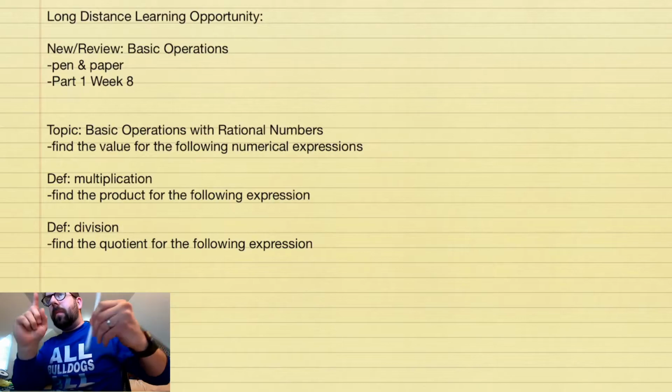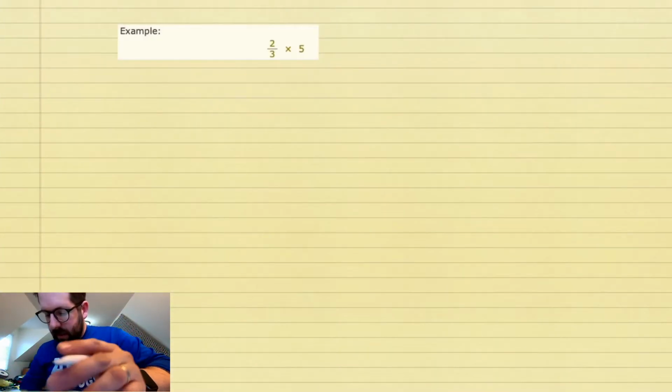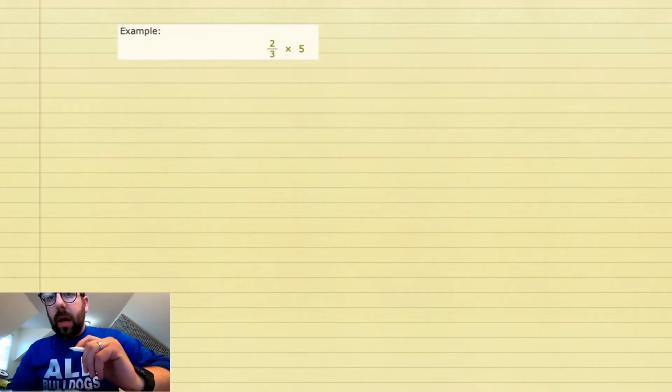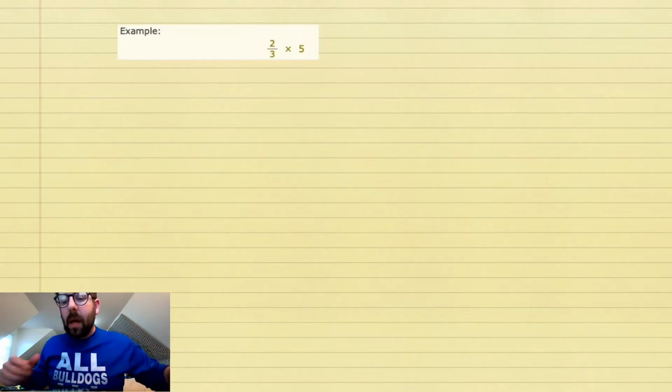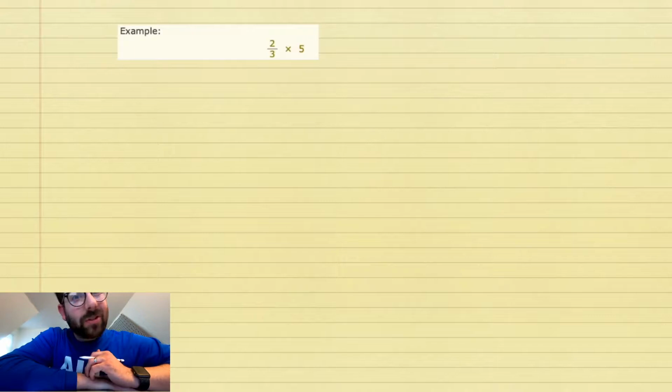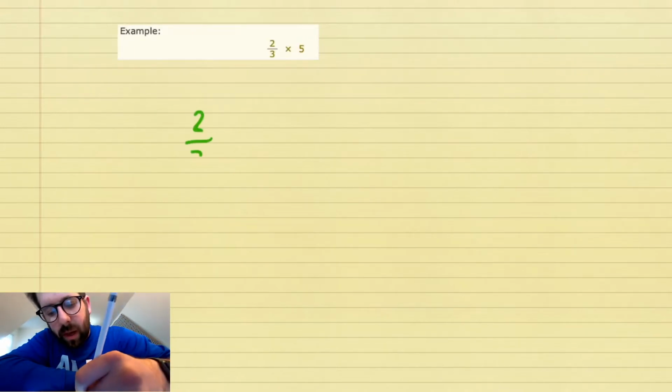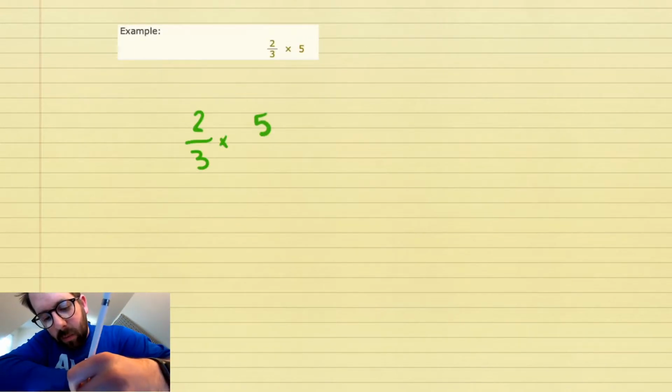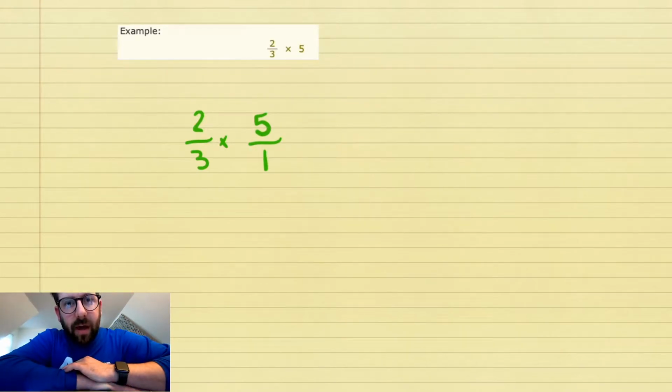All right. So let's jump right in. We've got 8 problems to go here. The first one, we're going to be multiplying 2 fractions together. Now, I know one of them doesn't look like a fraction. Every whole number can be a fraction. So what we have here is 2/3, and we're going to multiply by the fraction 5/1. You can make any whole number a fraction.